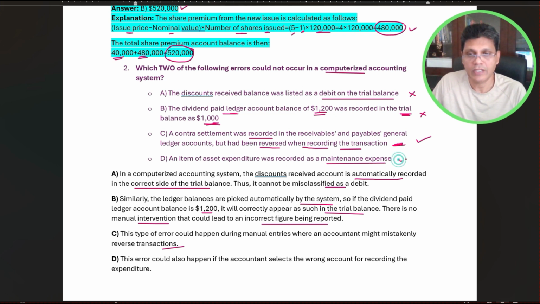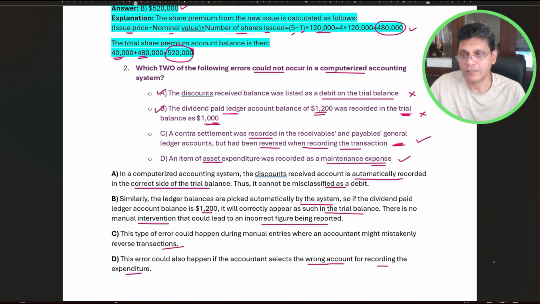So this also can happen because this error could also happen if the accountant selects the wrong account for recording the expenditure. So when you select the proper account, instead of selecting the asset account, if he had selected the expense account, this can be recorded in the computerized accounting system. So therefore, the correct answer is A and B. Which two of the following errors could not occur in a computerized accounting system? So the first and the second one.